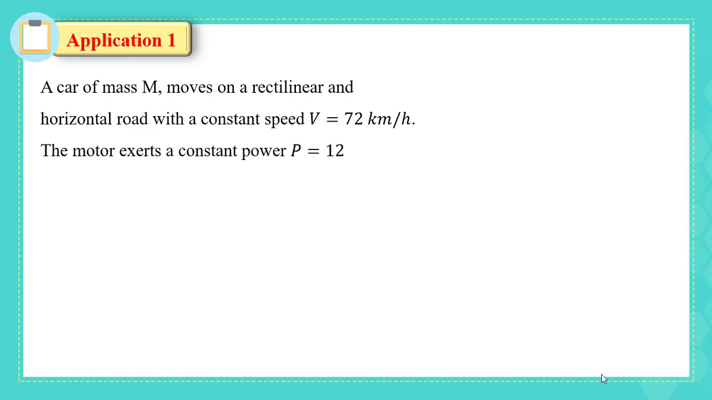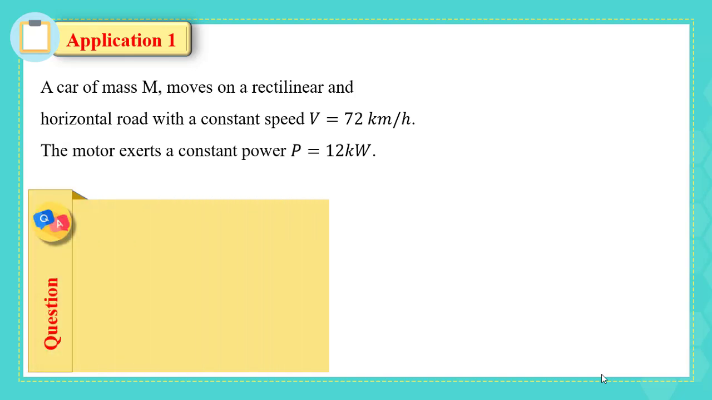Let's solve this application. A car of mass m moves on a rectilinear and horizontal road with a constant velocity v equals 72 kilometers per hour. The motor exerts a constant power P equals 12 kilowatts. The question is: determine the traction force of the motor.